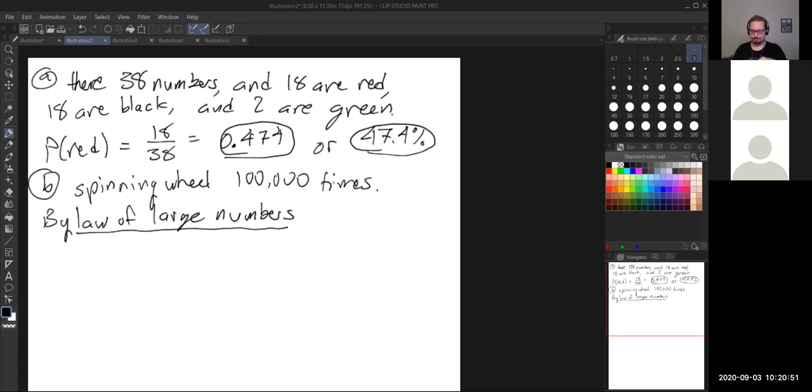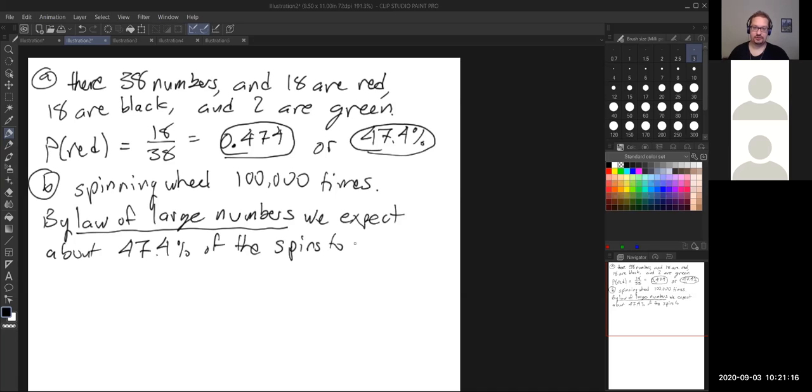Now, that doesn't necessarily mean we will get exactly that number, although that is possible. But it should be something close to that. So by the law of large numbers, we expect about 47.4% of the spins to be red.